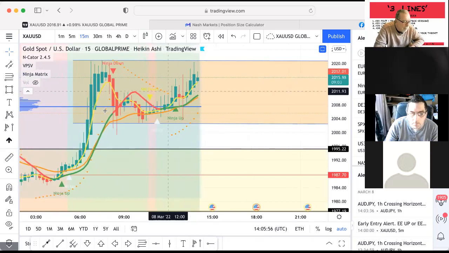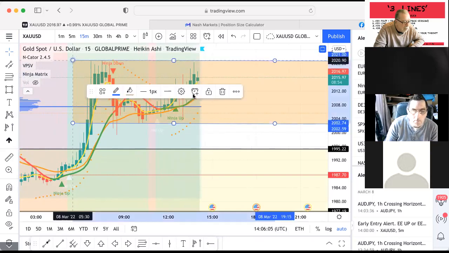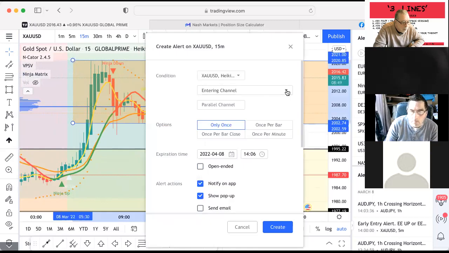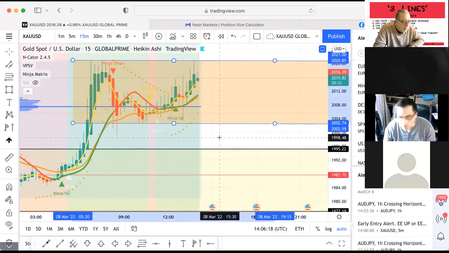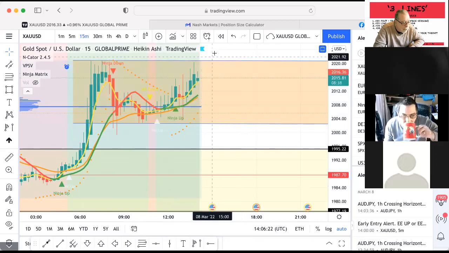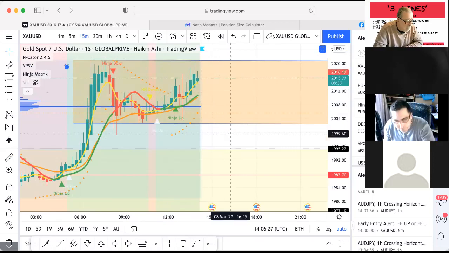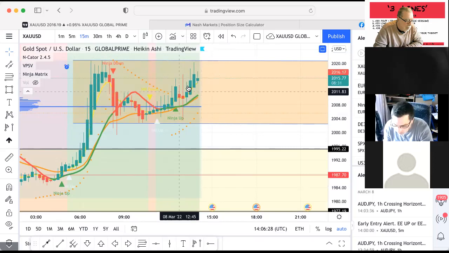Now, first thing I do is I put an alarm on this. I know I haven't drawn it strictly accurately, but what I need to do is set an alert to tell me when price is exiting that channel. I'll put it on once per bar, and I'll now get an alert when price either moves north out of the channel or moves south out of the channel. Gives me sort of an early warning if there's something happening, because price at the moment is sort of stuck.